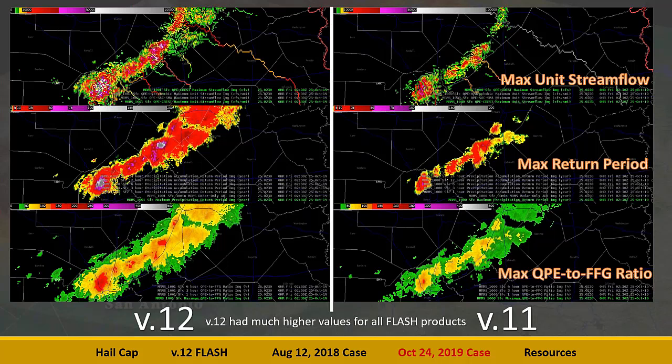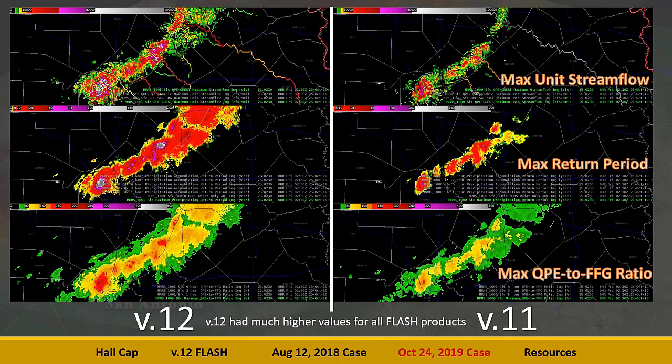Okay, so this is now what the data looks like in AWIPS compared. So on the left side, you have the version 12, and on the right side, you have version 11 of those three main products that we use in Flash: the unit stream flow, the return period, and the QPE to flash flood guidance ratio. And again, the big things that jump out here are the version 12 are a lot higher, but you can still see the maximum areas, and they correspond to each other fairly well, one here in Hays County, one in northern Bexar County that we'll talk about. You can also notice that the response in some of the big rivers like the Colorado and the Guadalupe is a lot more evident in the version 12.